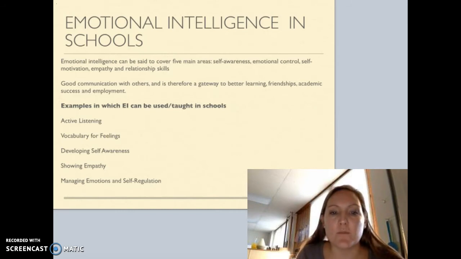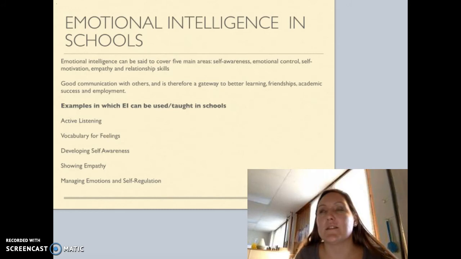Last is managing emotions and self-regulation. The ability to manage one's thoughts and feelings is one of the most effective and efficient ways that we can support students. This is especially so in secondary schools, where I work as a FACS teacher, where the gap between impulse control and sensation seeking is at its widest during the teenage years.